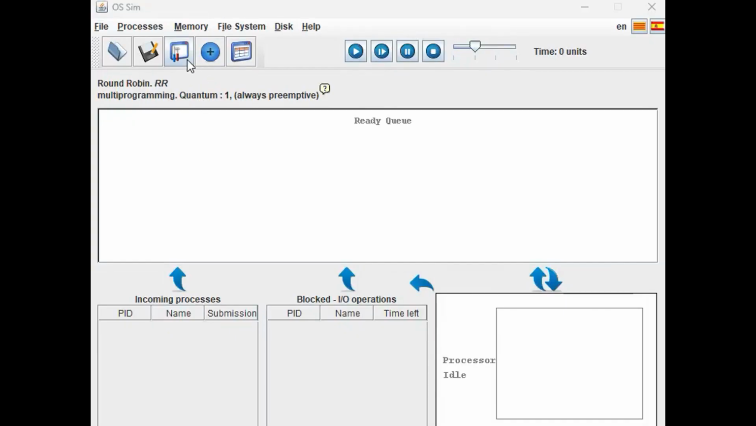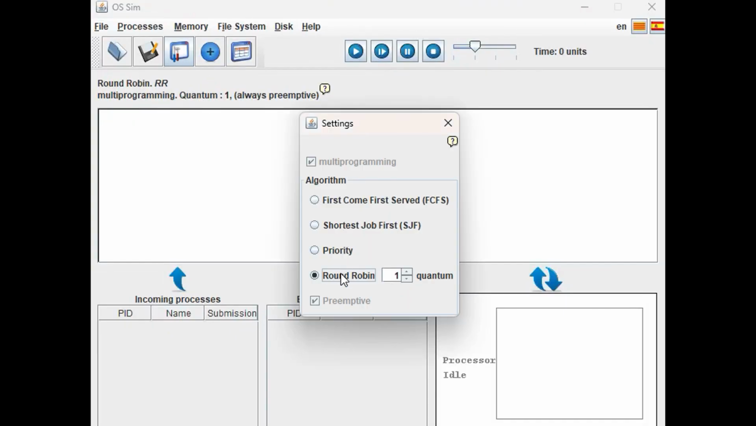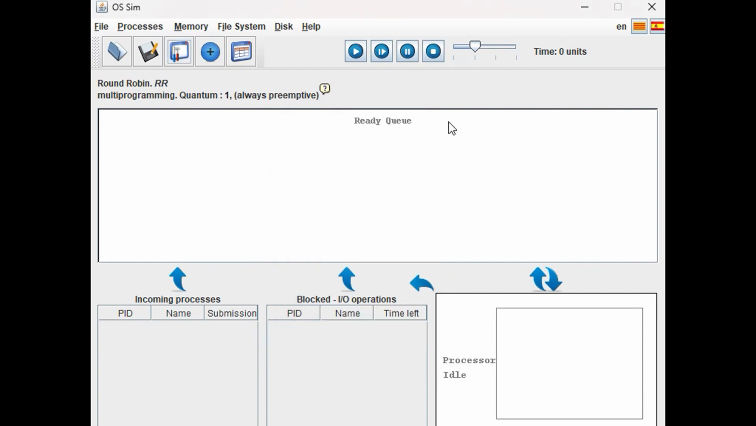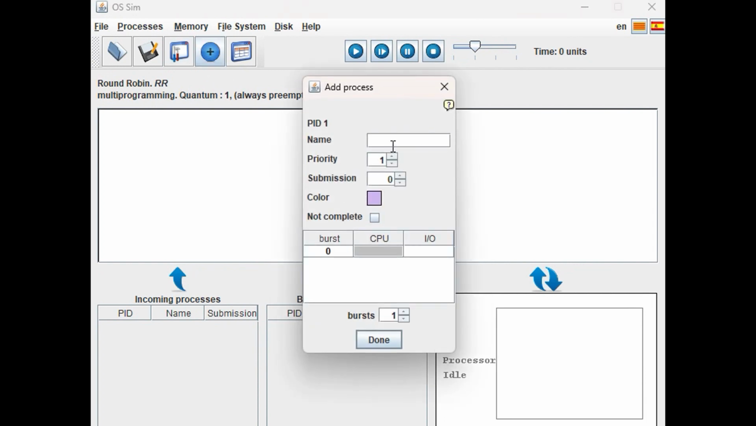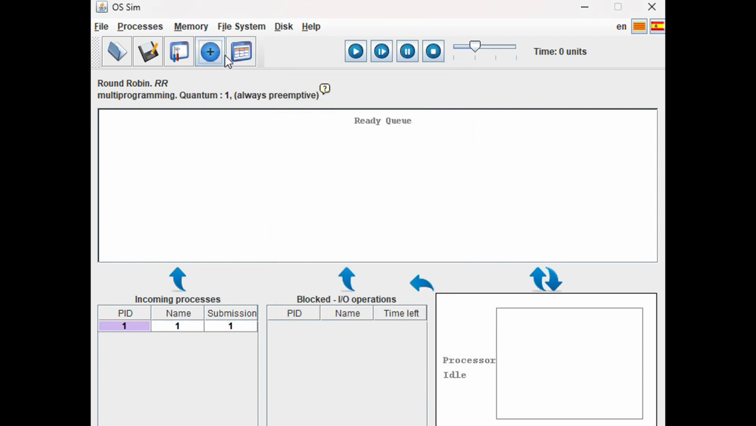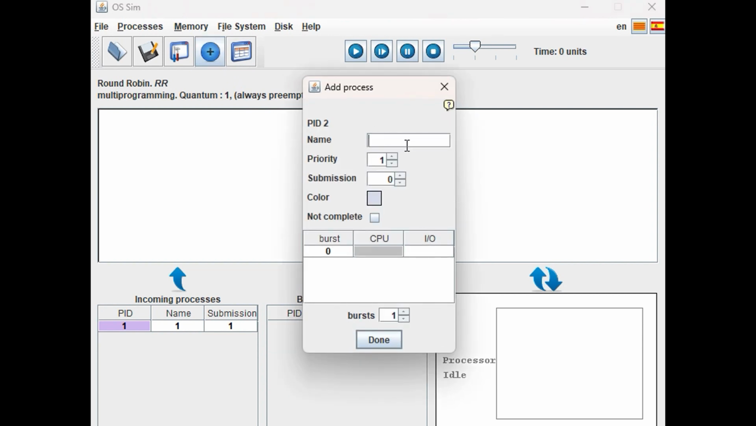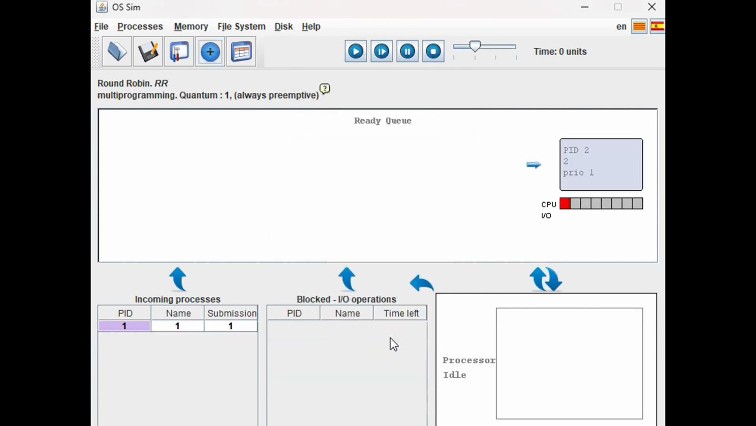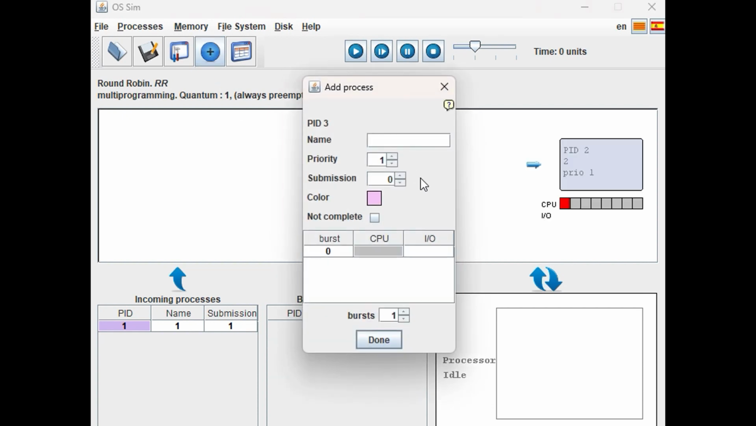Hi, in this video, I am going to explain about the round robin CPU scheduling algorithm. So, same as before, we have to open the simulation tool. We have to select PID1 name submission and PID2 name submission. It will automatically store this data in the OS simulation tool.